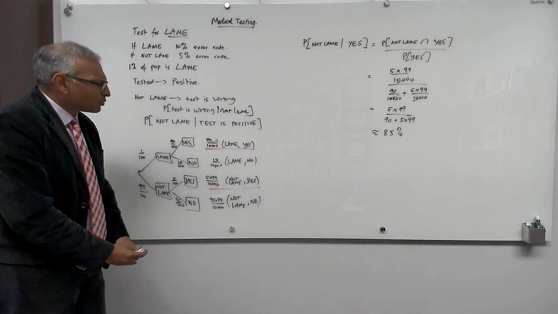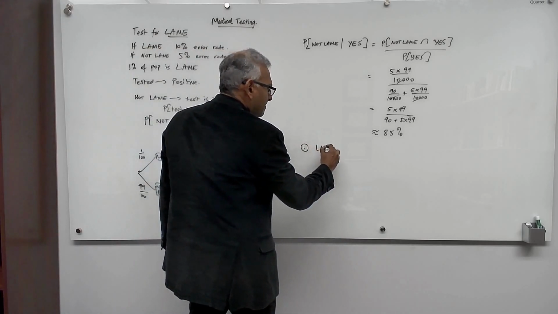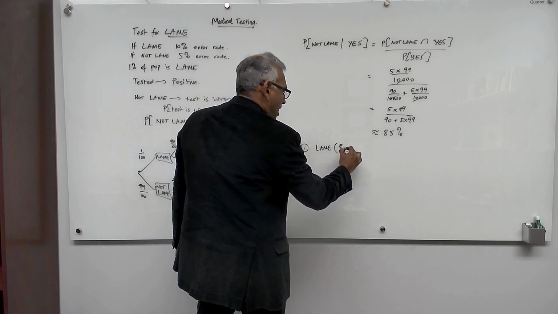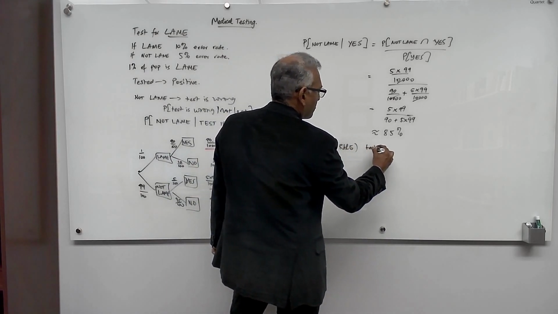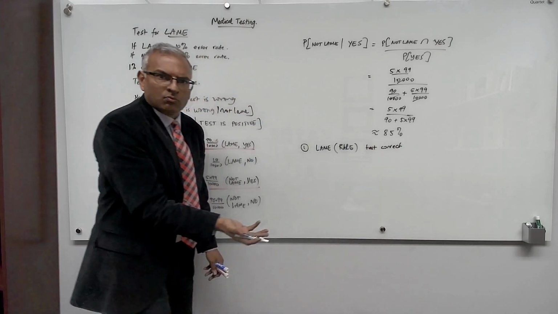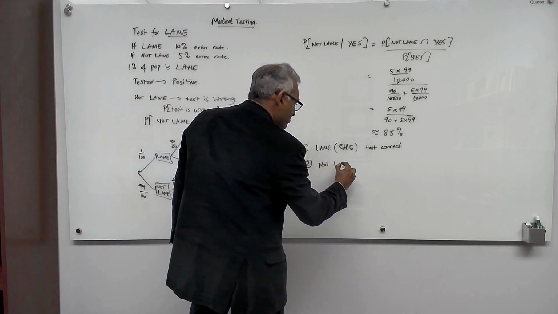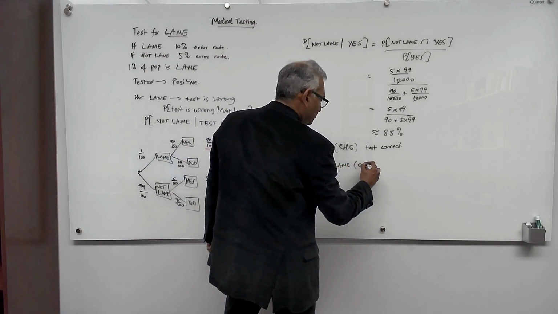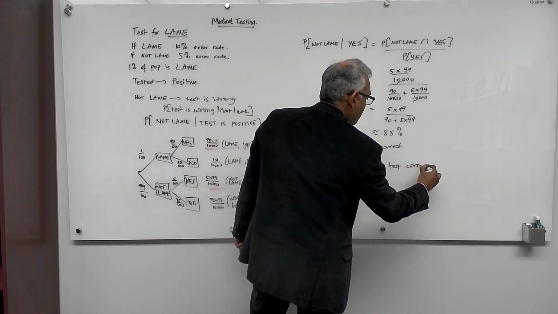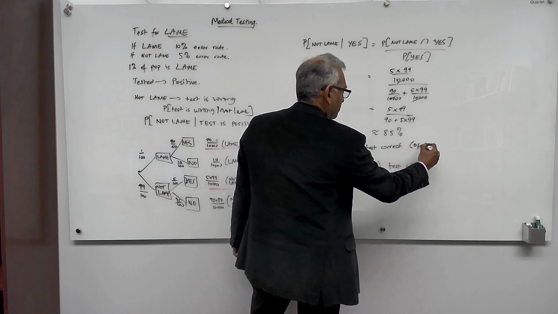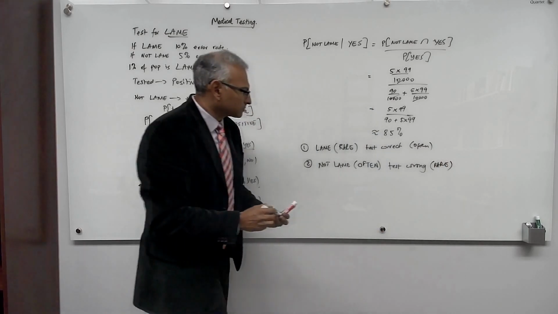What's going on here is when the test says yes, one of two things happen. Either you are lame, which is rare, and the test got it right, which is what the test normally does. That's often. Or you are not lame, which is often, and the test got it wrong. So the test is correct, that's often. And the test is wrong, that's rare. Okay? So let's see what's going on.